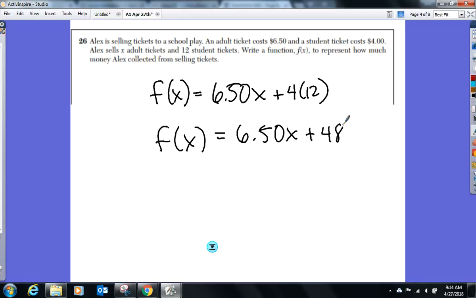You guys good here? Any issues? Free 2 points. And here's a sticking point. You're going to get 1 point if you don't put the f of x equals. If you just write 650x plus 48, that's only going to be a point out of 2, unfortunately. All right. And there goes your 100, right? You got a 99 now.